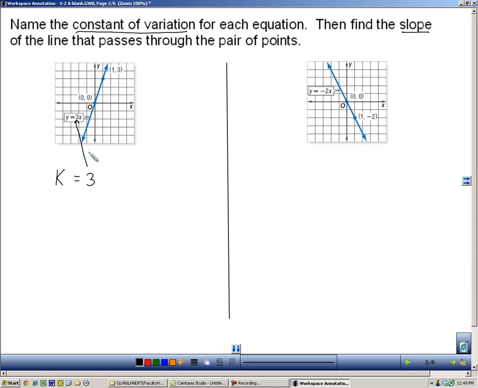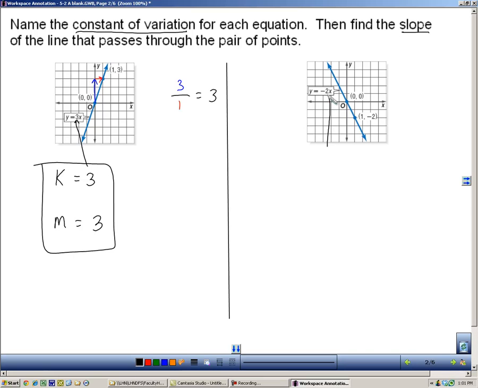Now we have to find the slope. We could do rise over run. We could start at this point and go up 3, so the rise would be a 3, and then the run would be to the right 1, 3 over 1. So we could find slope that way and get a 3. But there's an easier way to find slope, because we said in the last slide that the slope and the k act just like each other. So if the k is 3, then we know the slope is 3. It's that simple.